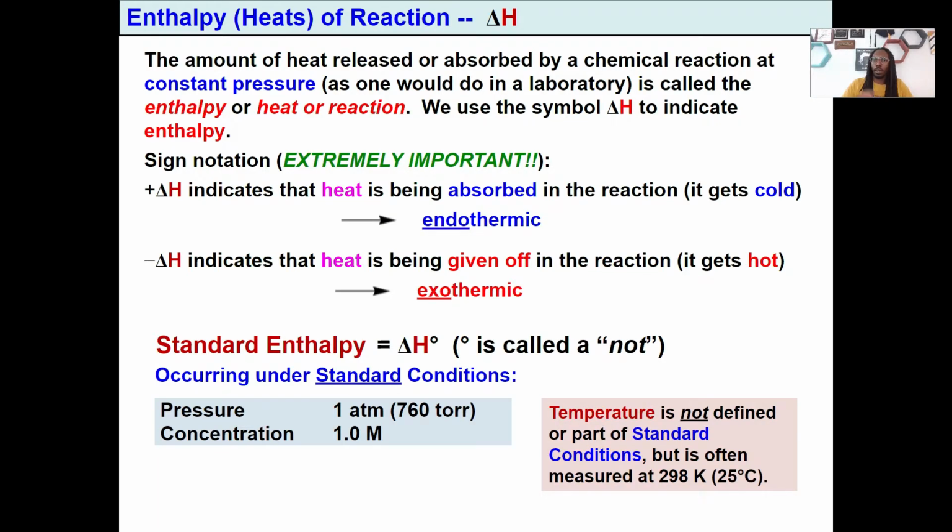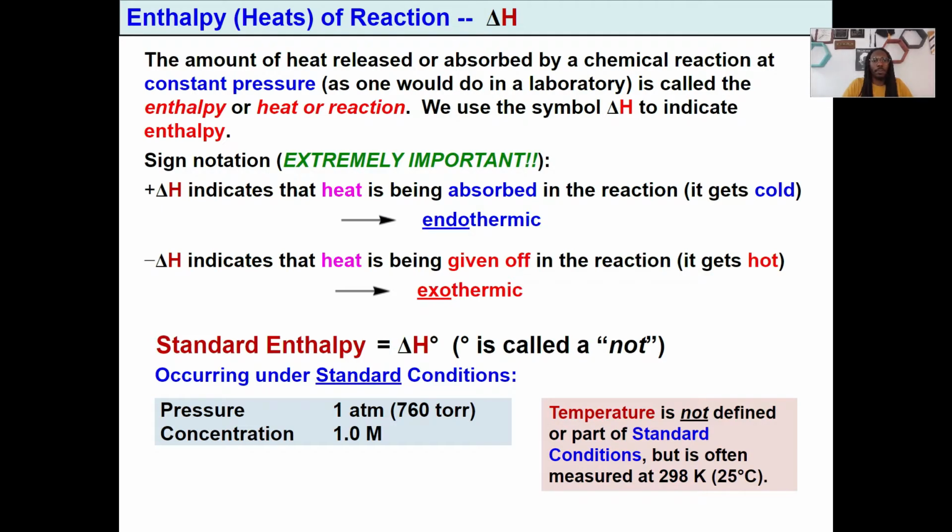Enthalpy, a key component of this is that enthalpy is always at a constant pressure. If you're not at a constant pressure, then this isn't going to work. So once again, enthalpy is at a constant pressure. Enthalpy, or heat of reaction, we're going to be using H, delta H. And if you forgot, the delta sign means the change. So we're talking about the change in enthalpy.